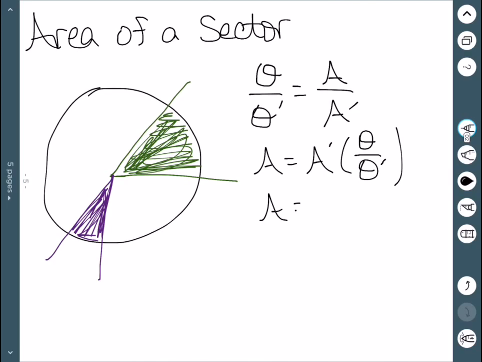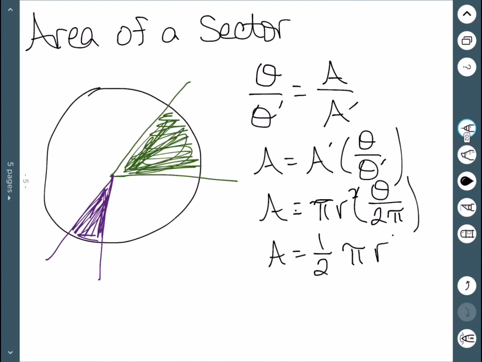Therefore, if I let theta prime be 2 pi, the entire circle, well, A prime would be pi r squared since it is the entire circle, and we know how to find that area. Reducing then gives us 1/2 r squared theta for the area of the sector.